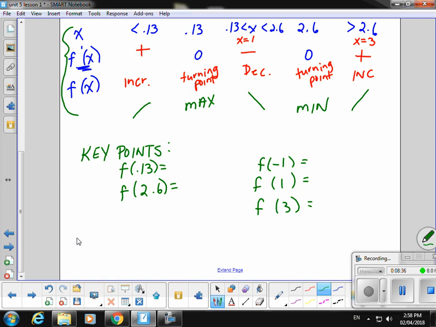actually. So 0.13 into the original function, I get 1.06. 2.6, approximately, sorry. 2.6 into the original function is -5.84. -1 is -5. 1 is -1, and at 3, it's -5. So these can be helpful points. And we're going to draw a rough sketch based on the information that we have.